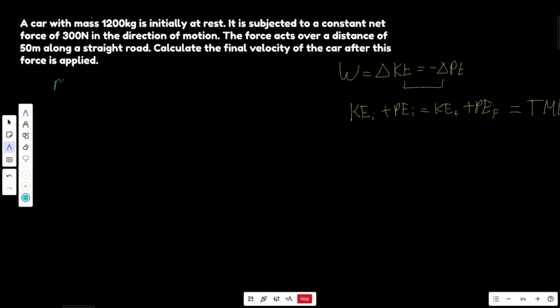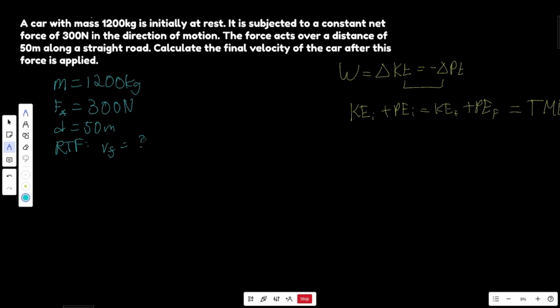Now let's try first, before we get to that, listing our givens. So our given right now is mass. We have 1200 kilograms here. And then we also have the net force, which is 300 newtons. Or rather, this shouldn't be N, this should be A, because this is a force applied. And then we also have the displacement, which is 50 meters. And we're looking for the final velocity.